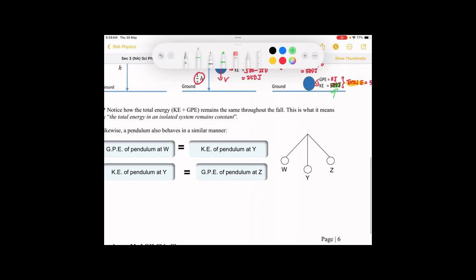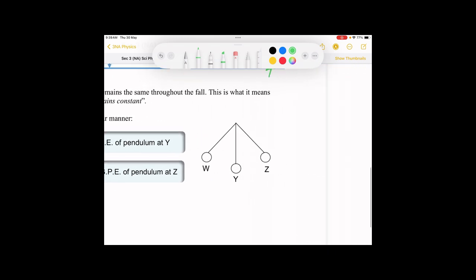Okay, so for a pendulum, this was chapter 1. You can see that at the extreme ends, it is at the highest position, and at the equilibrium position, this is the lowest position. So at the highest position here, you have maximum GPE, but you have no KE, because at the top end, this pendulum is momentarily at rest before it changes direction. That means for a short period of time, it will be at rest, stop moving, before it changes direction.